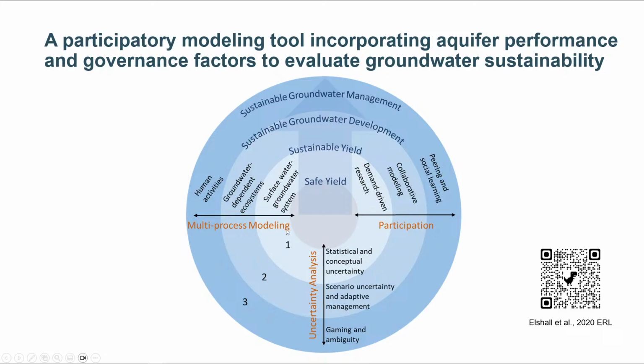So here, this is just a summary figure. This is your modeling process, where you have your surface water and groundwater modeling system. You have groundwater dependent ecosystems and human activity, like sugarcane farming versus organic farming versus pineapple farming. And then you need to acknowledge your uncertainty, and that needs to be done with a democratic process, through a participatory process. You can check it here if you want to read more about this.